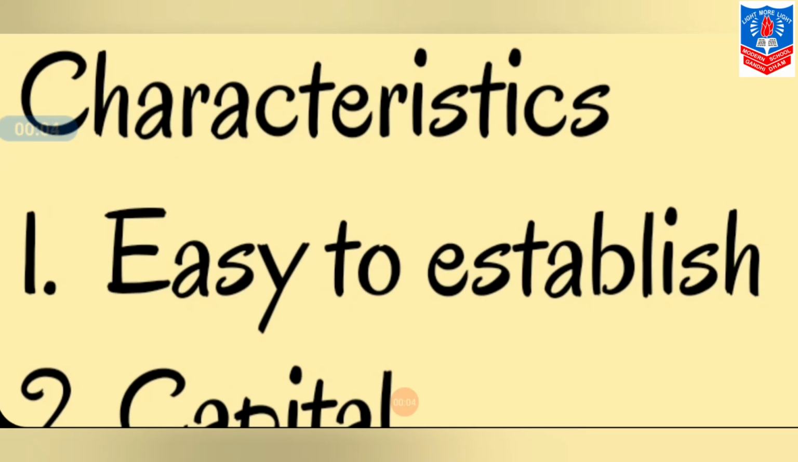Next topic, that is characteristics of sole proprietorship. First characteristic is easy to establish. The process of establishing the sole proprietorship form is very easy. Complexities of laws are not there. Any person who wants to start a lawful business of his liking, of his choice, can start it very easily. Normally, people who like to go for this sole proprietorship form, they go for trading business only.